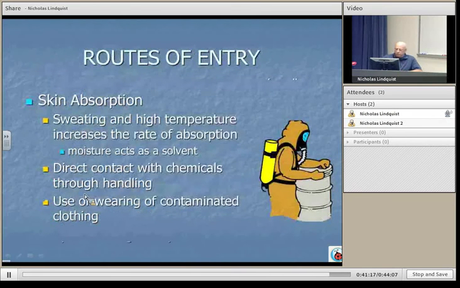Again, routes of exposure: skin absorption. Both sweating and high temperature can increase the rates of absorption of materials into the body. Direct contact with the chemical certainly gives you a high potential of the chemical being able to get into the body. And as a result of that, we want to utilize protective clothing.